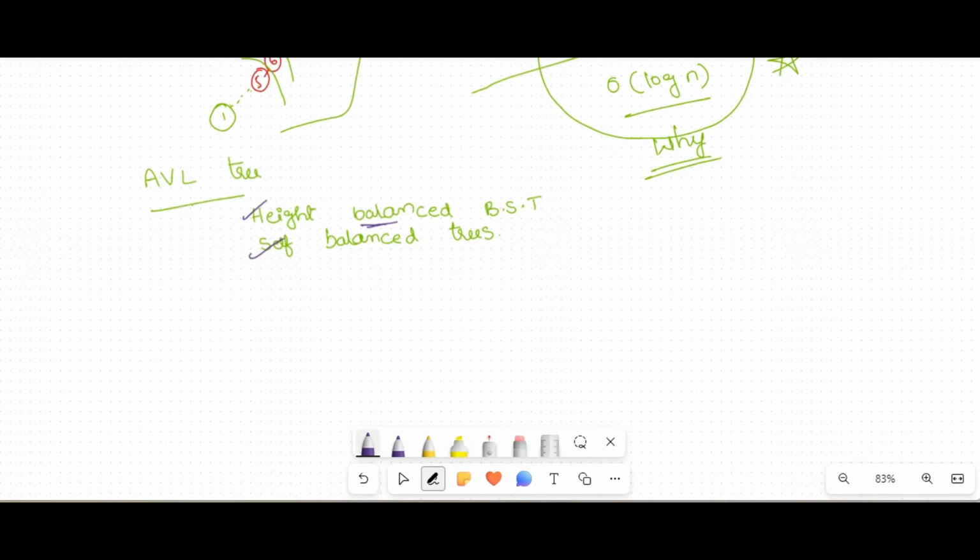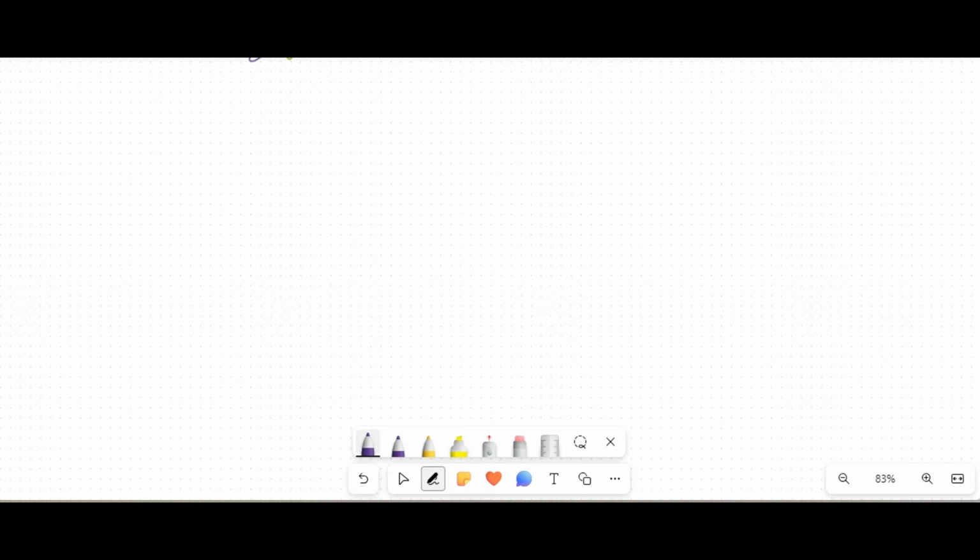Now, how to balance the binary search tree? Of course, that balanced binary search tree we will call an AVL tree. So how to balance this?